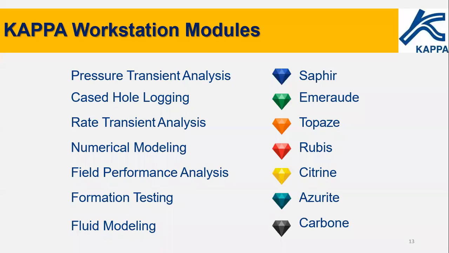Now, rate transient analysis, TOPAZE is my personal favorite module. It's basically being used in a lot of unconventional reservoirs. When I say unconventional, it doesn't stick to shale, CBM, it also sticks to the tight reservoirs. Whenever it's not possible to close the well and go for the build-up analysis, what we do in TOPAZE is we measure the tubing head pressure data, we take the rate data, and based on that, we do the analysis part.